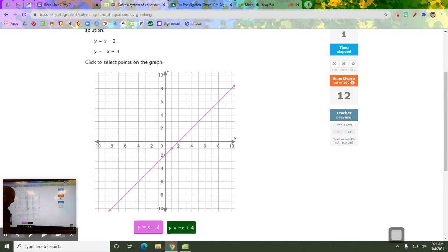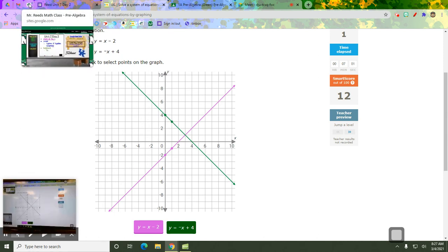So we'll click our green one here. My y-intercept is 4. I go up to 4, plot my point. -x means it's -1. So I'm going to go down 1, right 1, down 1, right 1, and you keep going. Now, what if you don't know that intersection point? Maybe you get confused with your points. Well, let's pull our Desmos up. So we go back to the site here.